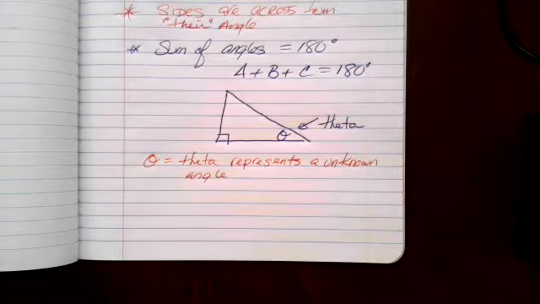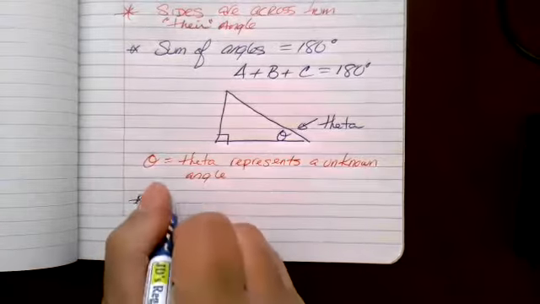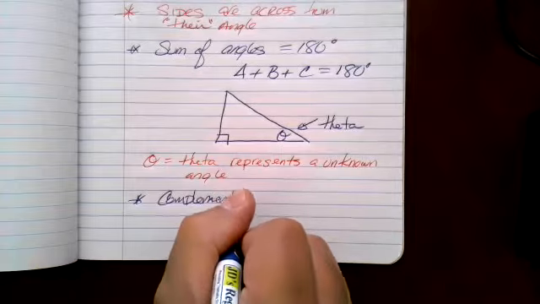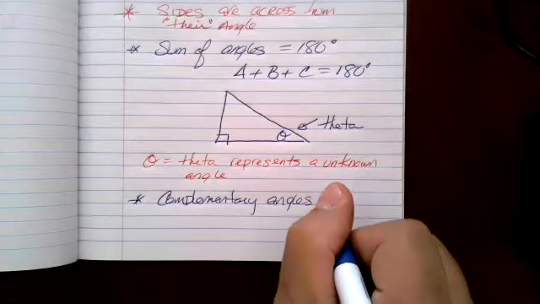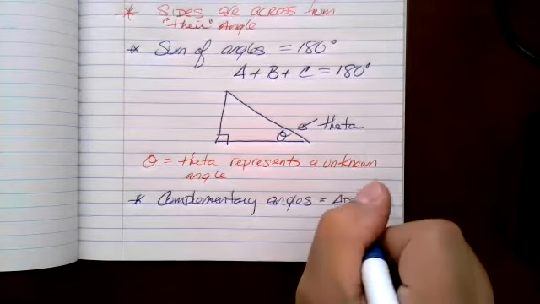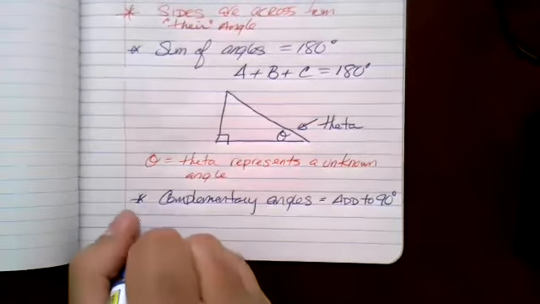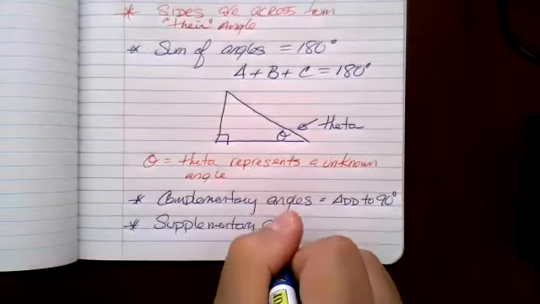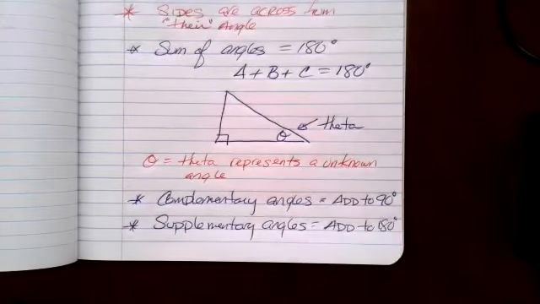Some other things you should note that you probably already know, hopefully, is complementary angles. Complementary angles are two angles that add to 90 degrees. And supplementary angles are two angles that add to 180 degrees. Complementary and supplementary.